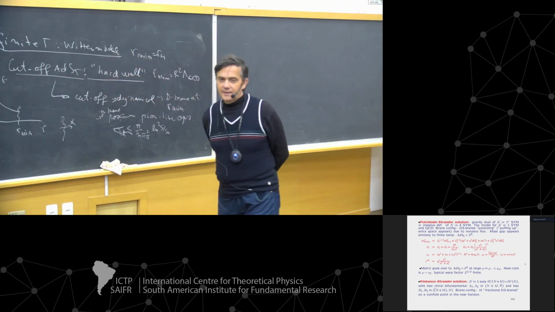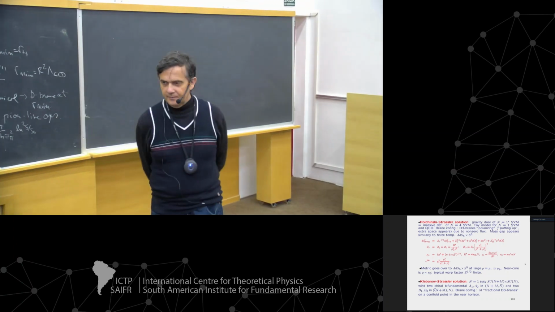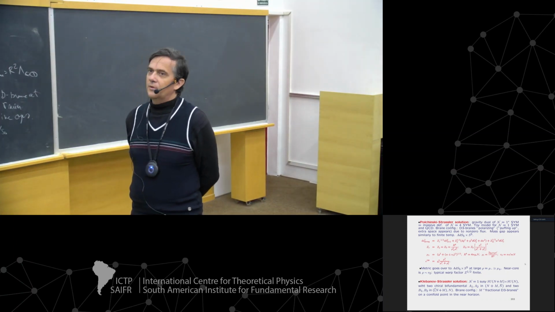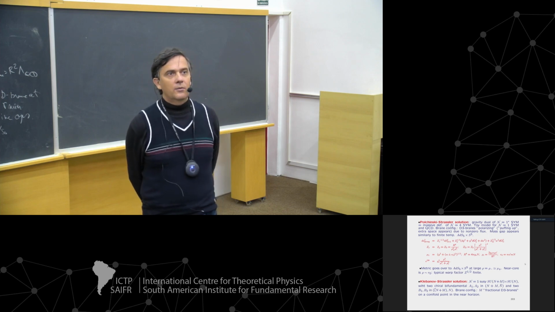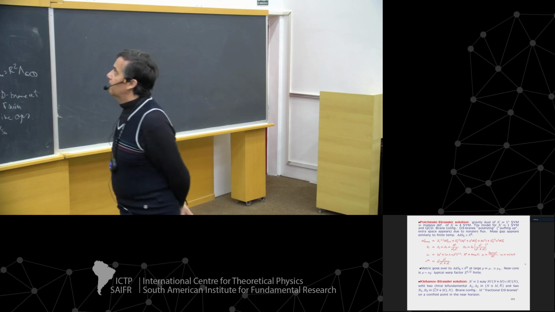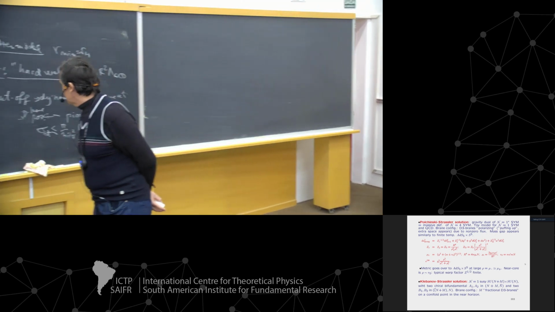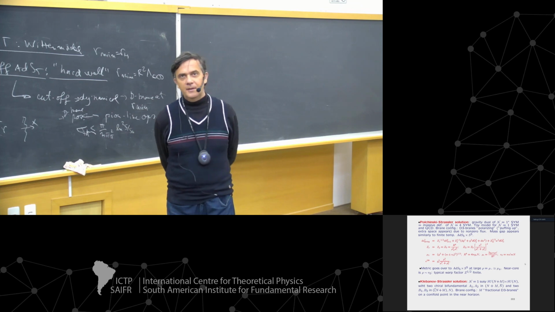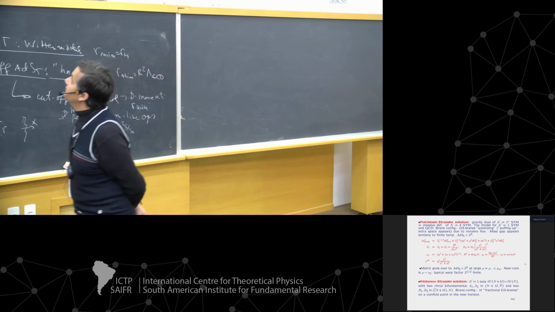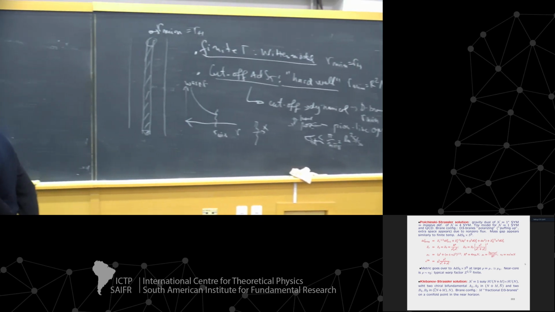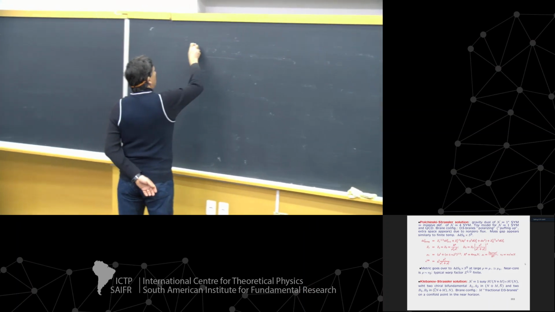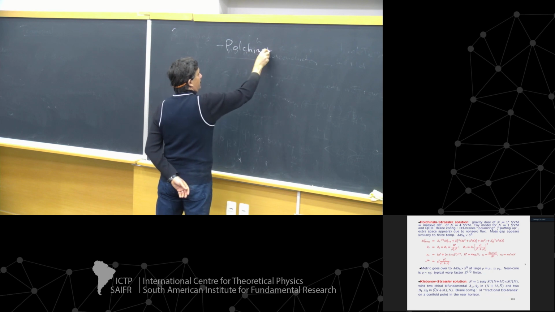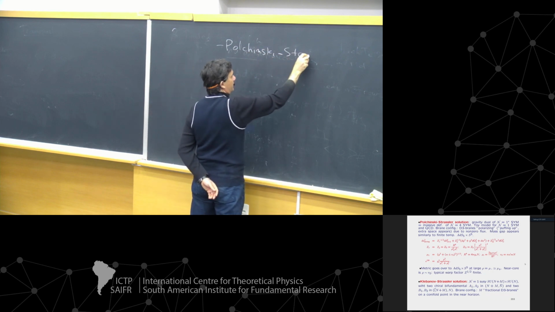And then people started looking for more complicated models that have properties closer to QCD, in particular running of the coupling. That's an important property. So the mass gap is an important property, but also running of the coupling is an important property of QCD. And so one of the first models that appeared was the Polchinski-Strassler model.